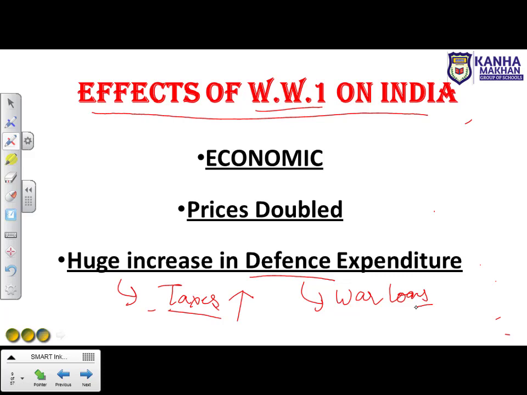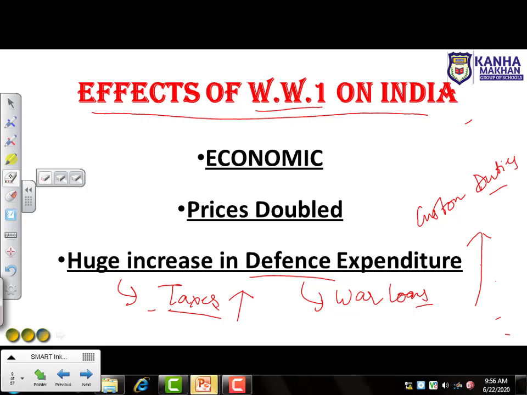Not only that, custom duties. Now you might have heard about these things: when any person has to import or export something, they pay a tax to the government, that is known as custom duties. They were also increased at that time. So these were the different economic bad effects that came on India due to the participation in the First World War. Now let's talk about some of the social things that took place in India due to the effects of the First World War.